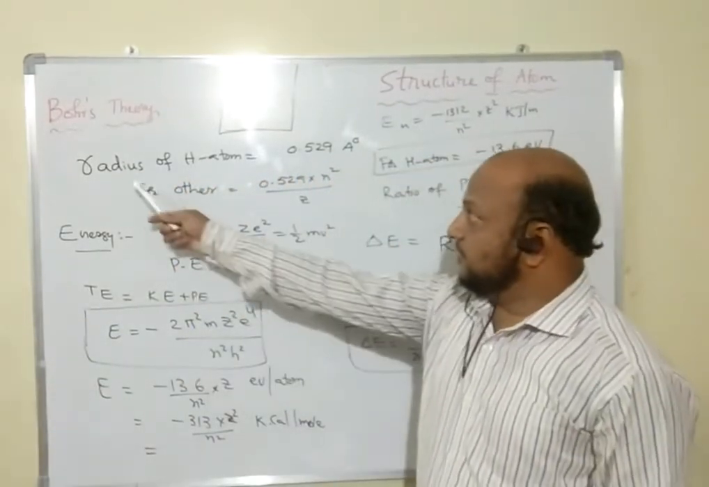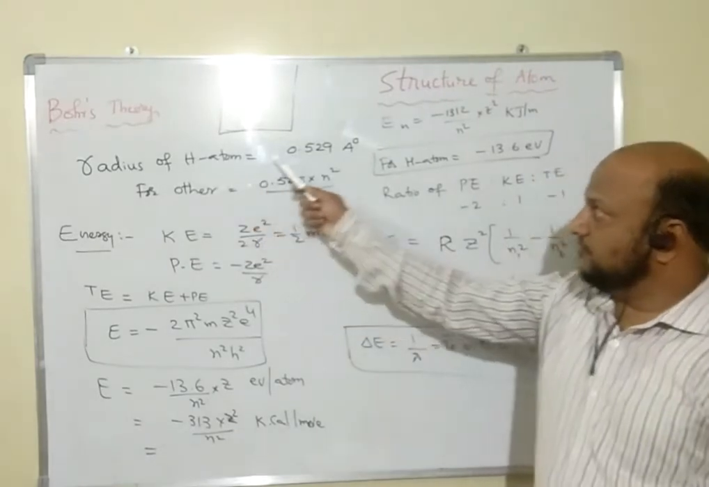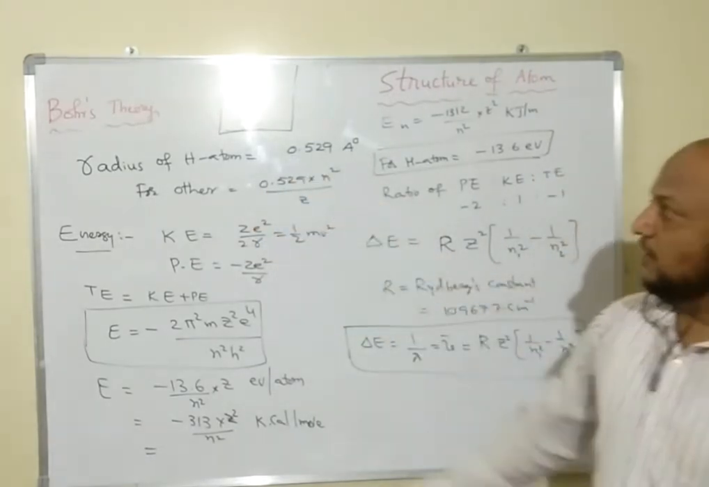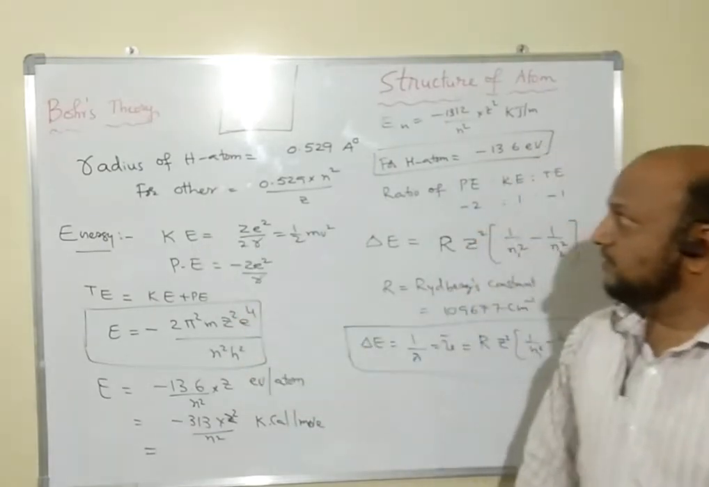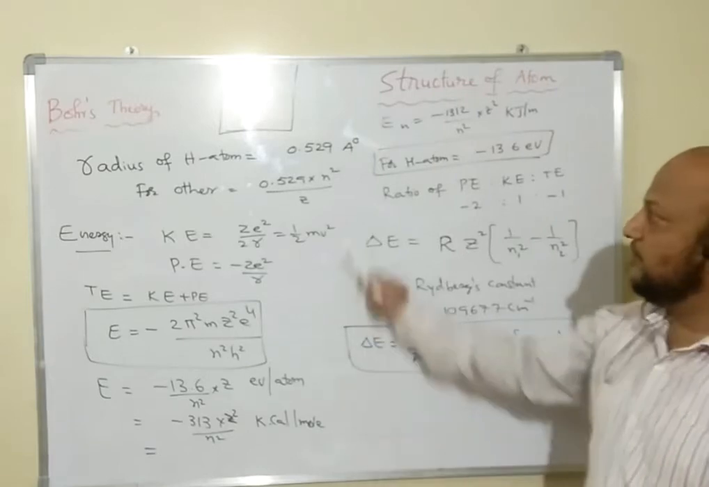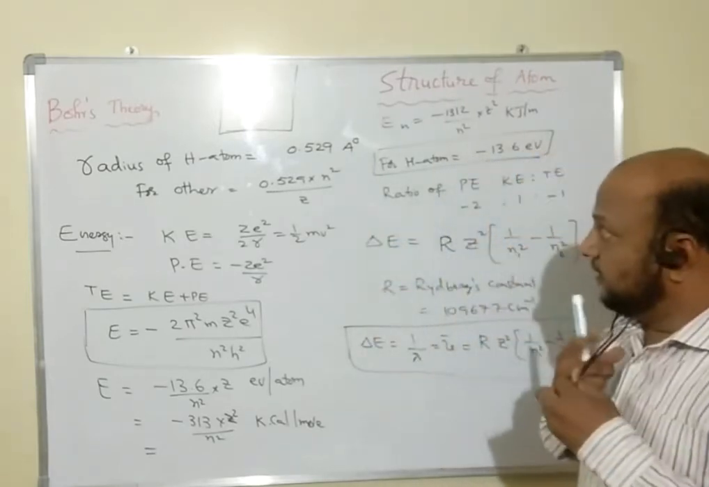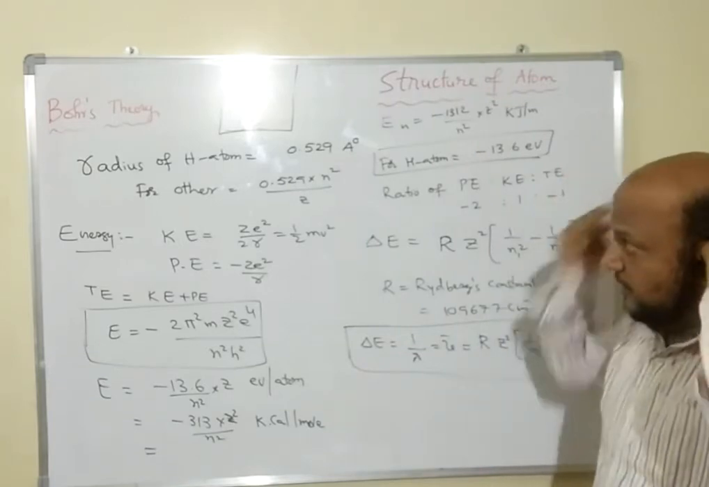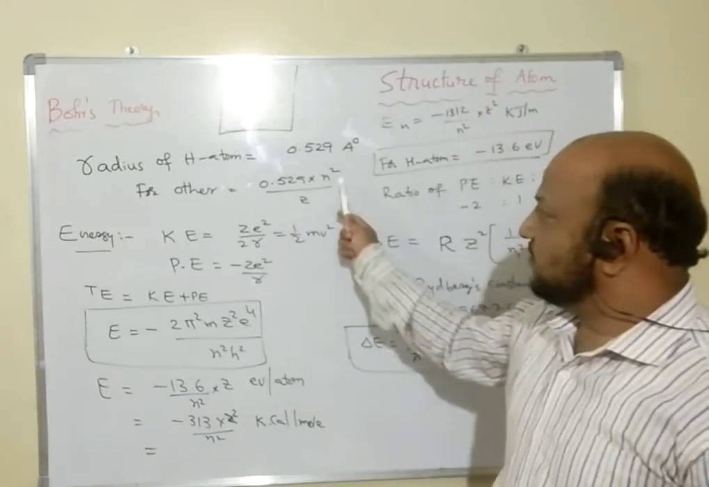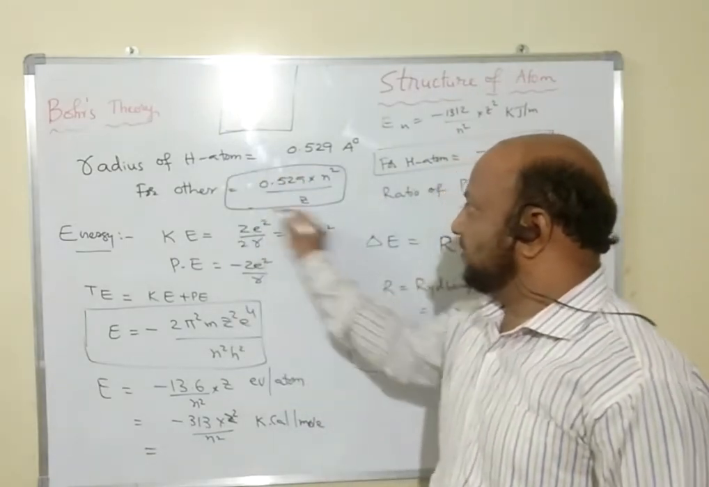That is, we are discussing the radius of the hydrogen atom. The radius of the hydrogen atom is 0.529 angstroms. For other atoms, the value is equal to 0.529 into n square by z square, where n is the number of the orbit and z is the atomic number. So this is for calculating the radius of atoms other than hydrogen.